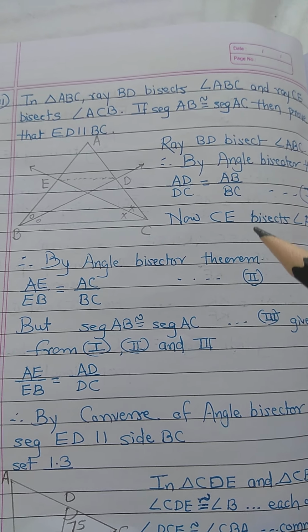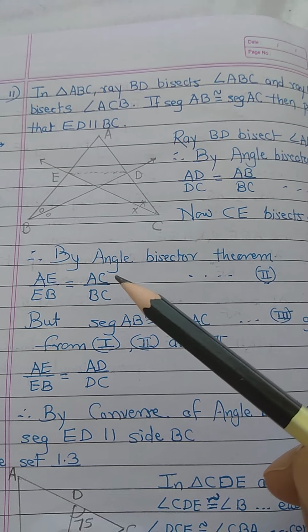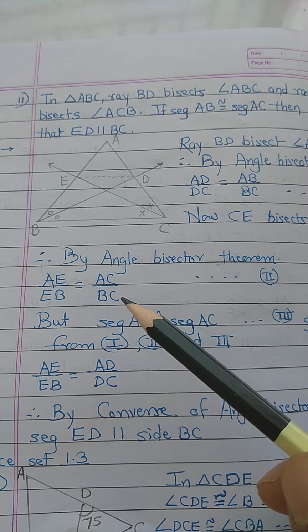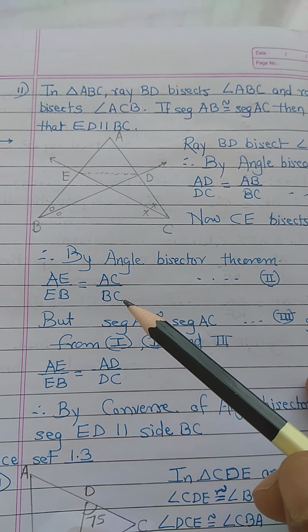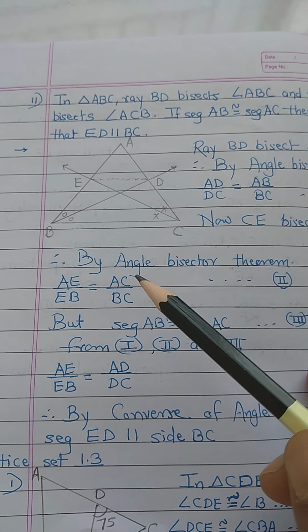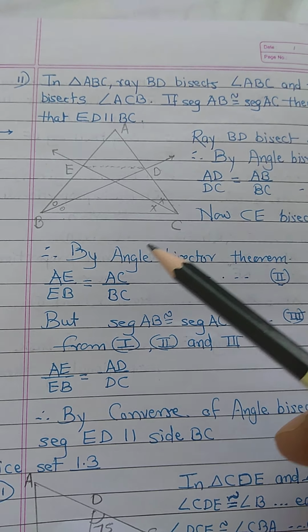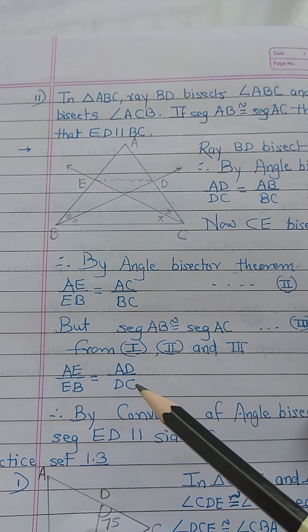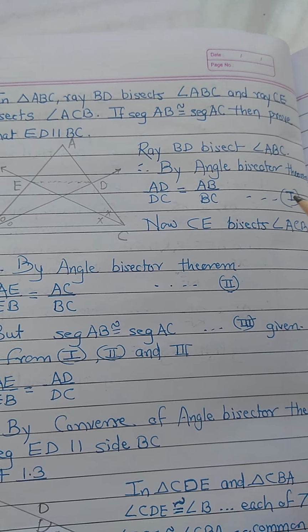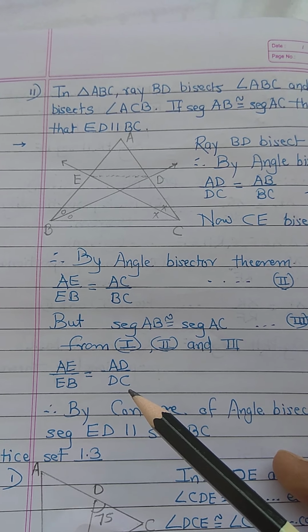Therefore, from 1, 2 and 3, the two ratios AB upon BC and AC upon BC are equal, because AB equals AC and BC is the same. Therefore AD upon DC should be equal to AE upon EB. Therefore, from 1, 2 and 3, we can conclude that AE upon EB equals AD upon DC.